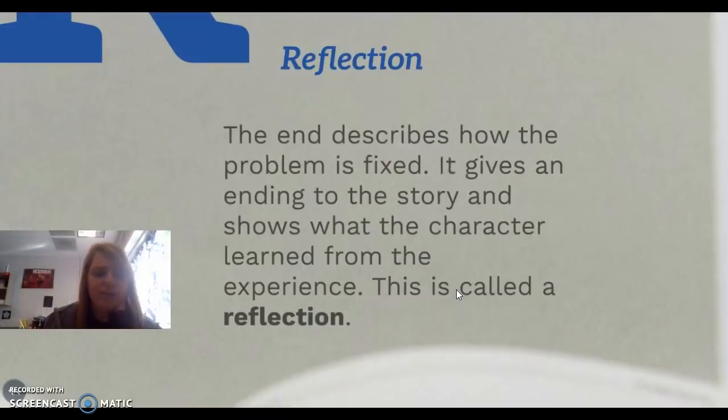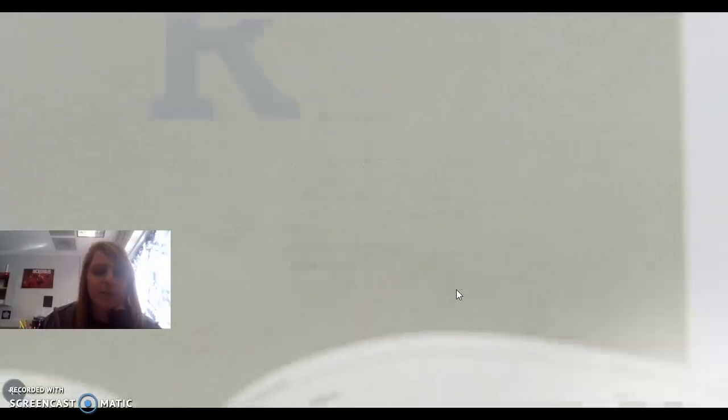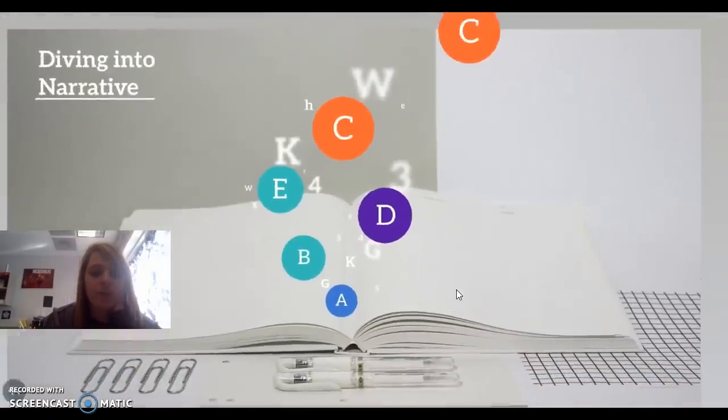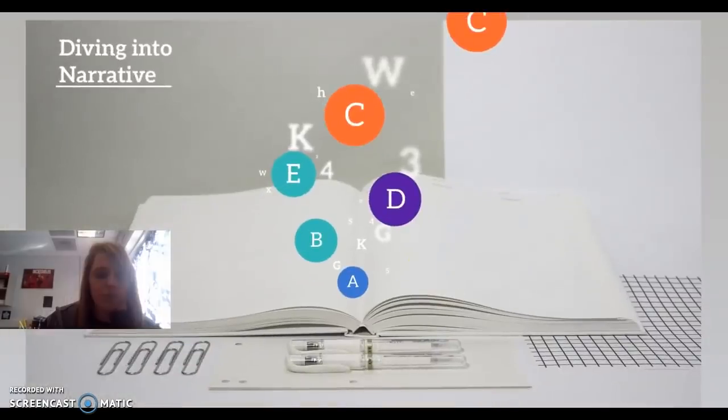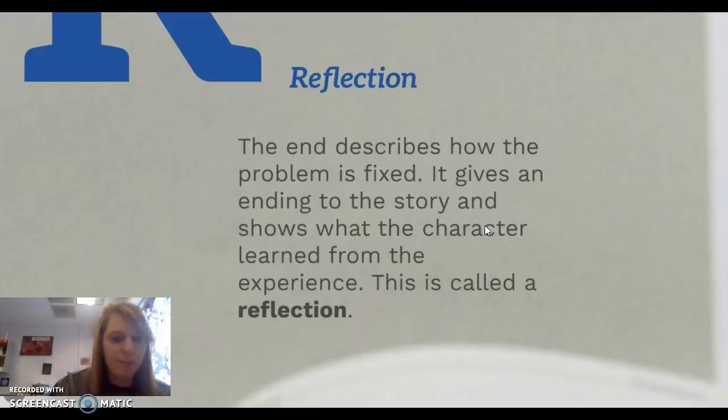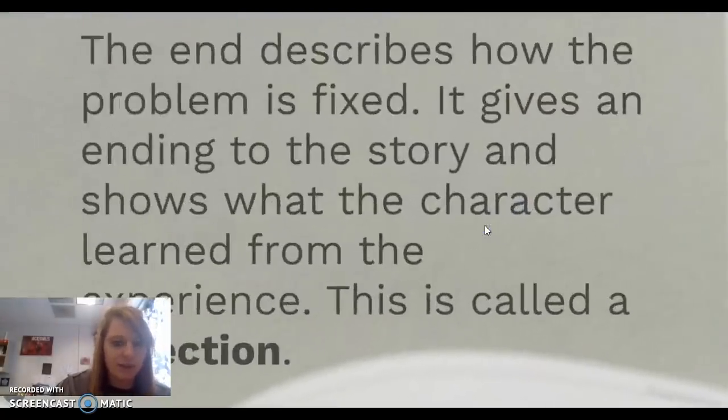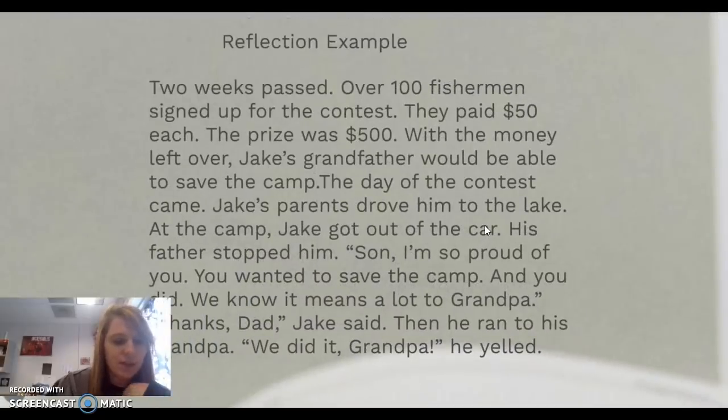Finally, the reflection is at the very end, so it's how the problem is fixed, and it's basically what the character learns from the entire experience. And so for our example, oh, we don't have the end of our example. One second. Okay, I had to pause you guys for a second. Now we have a reflection example. So this is the end of our story.